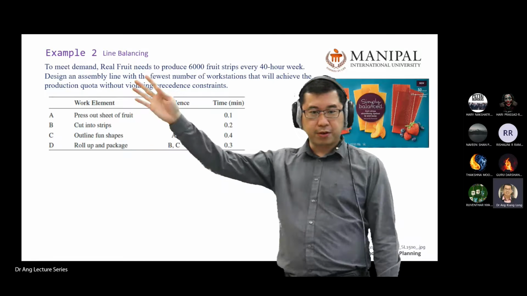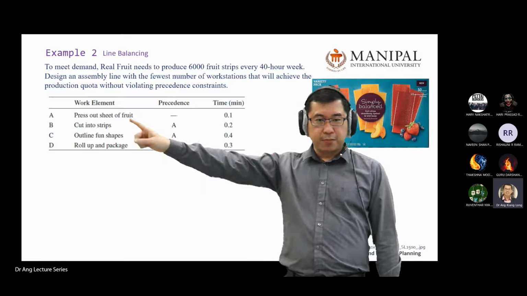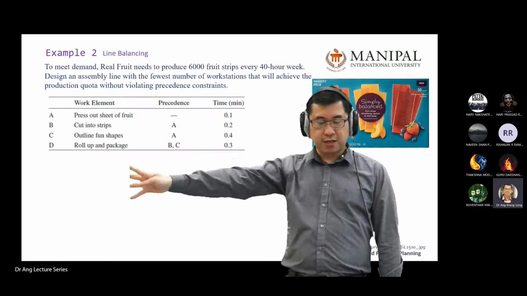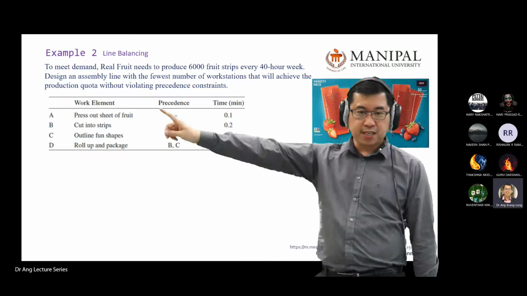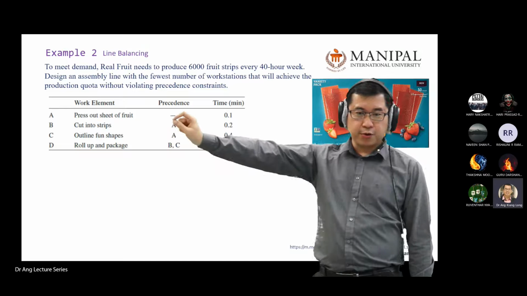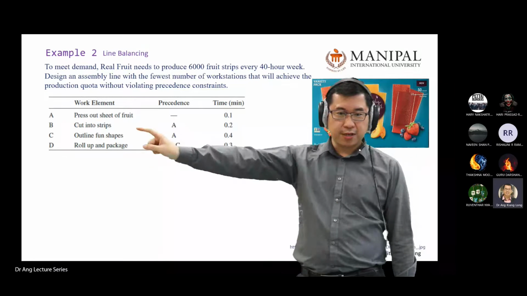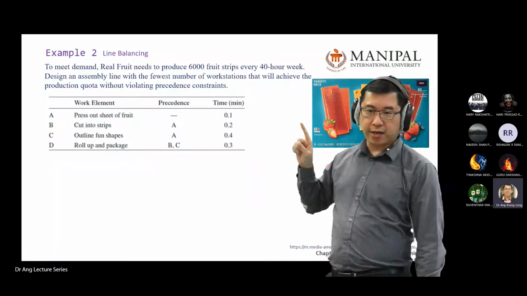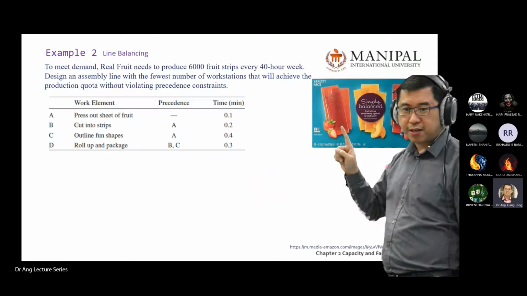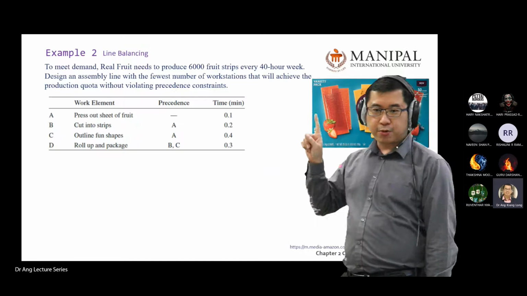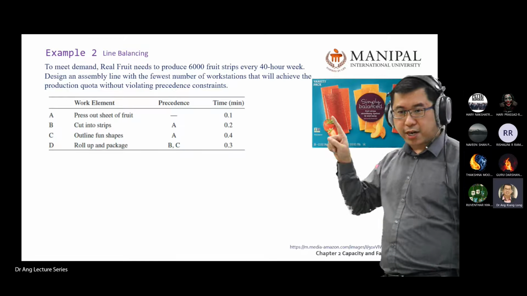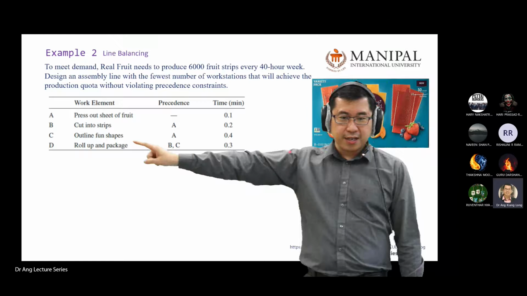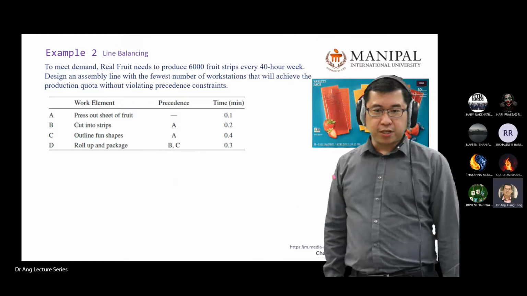For example, you read from the left. You have 4 processes in the workstation there. First process, press the fruit. Second process, cut the strip. Third one, outline the fun shape, which means you can have different shapes of the output here, such as star shape, dragon, and so on. Then you roll out and do packaging.